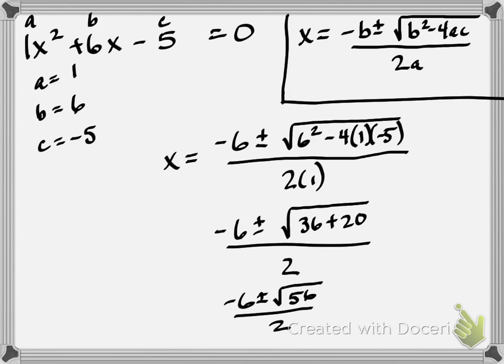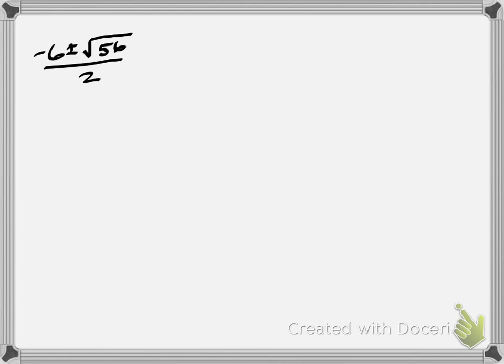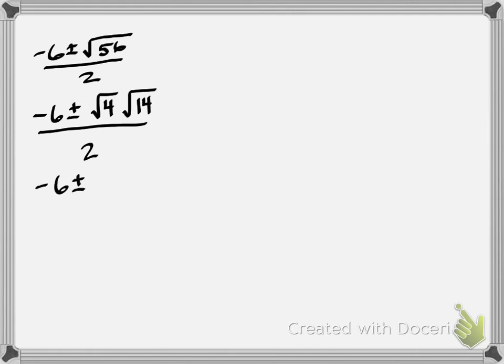Now I will continue to simplify this on the next page. Okay. What we want to try and figure out is, are there any perfect squares inside 56? Can I write this as a perfect square times a non-perfect square? And the answer is yes. I can break up 56 into 4 and 14. And then I can square root the 4 and make 2 square root 14 divided by 2.